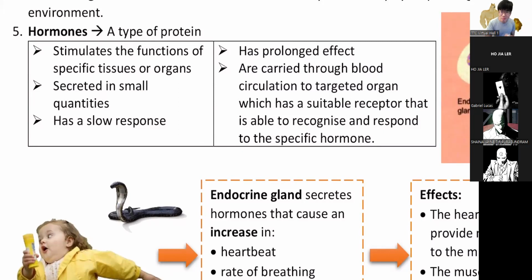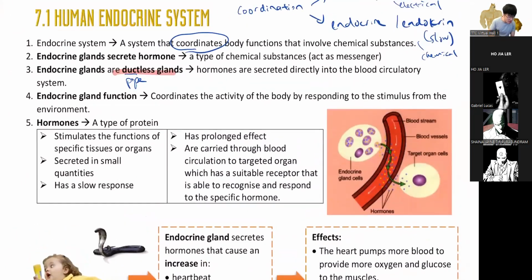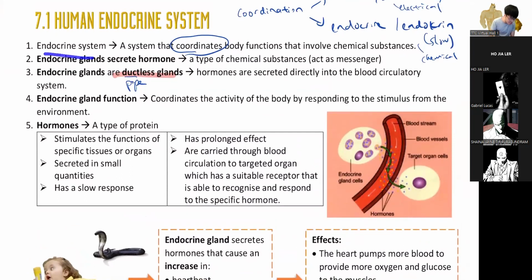Hope I'm not confusing you. So what's the take-home point? Your endocrine system is your coordination system. They coordinate your body. They are ductless glands. Hormones are very specific. Okay, so end of story.